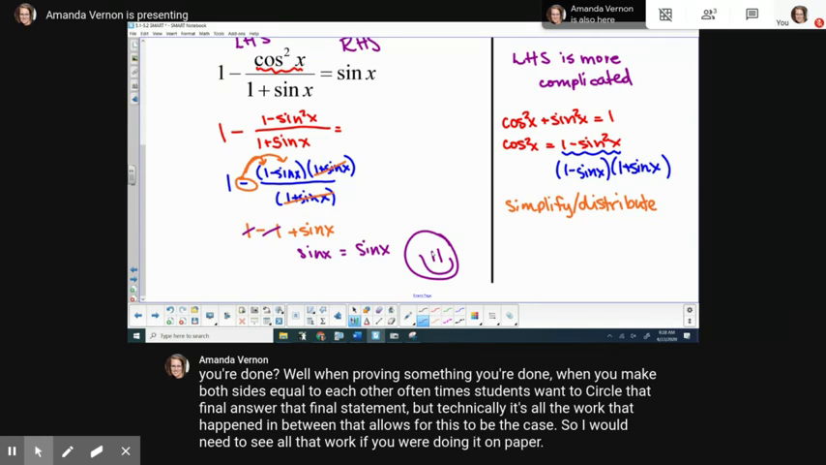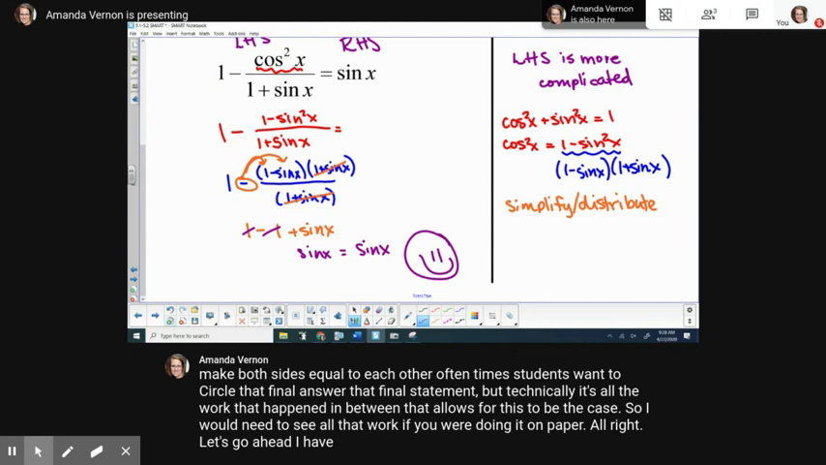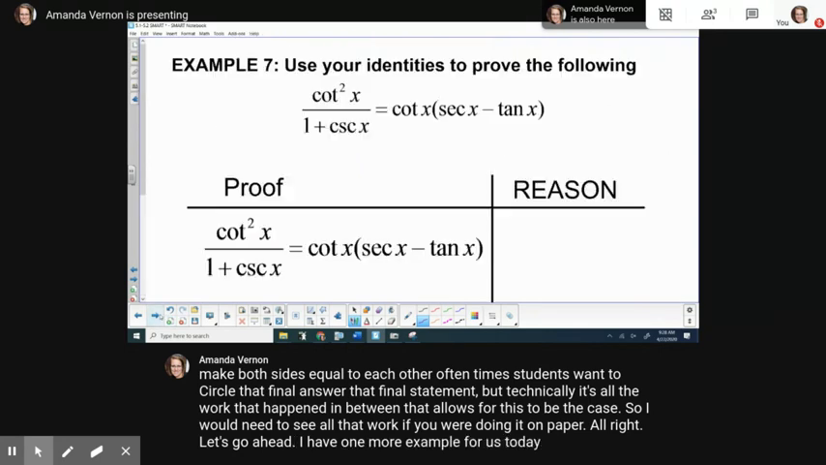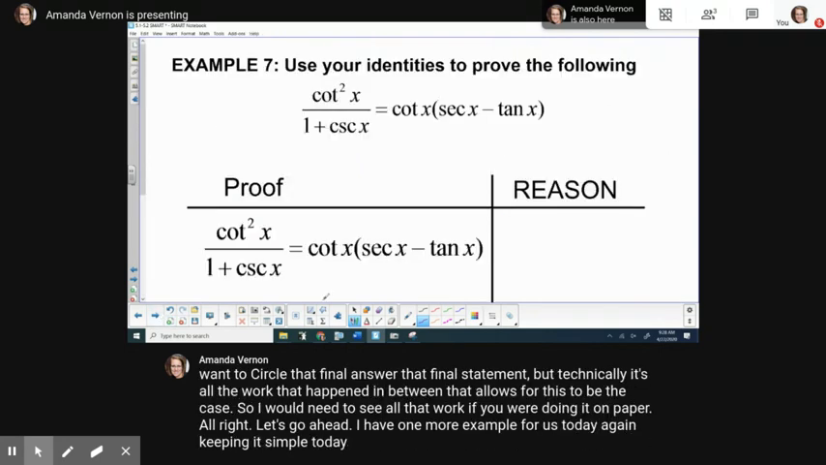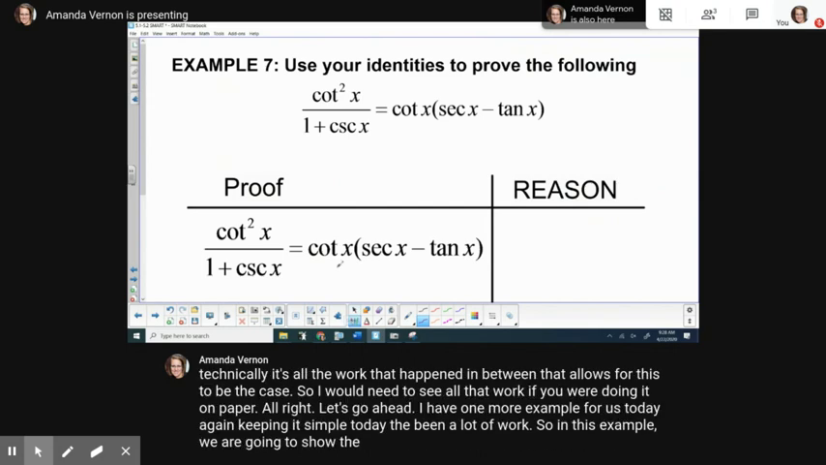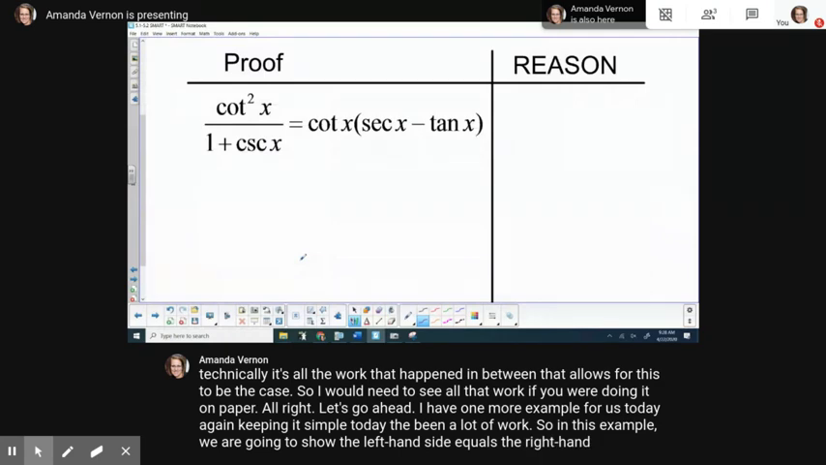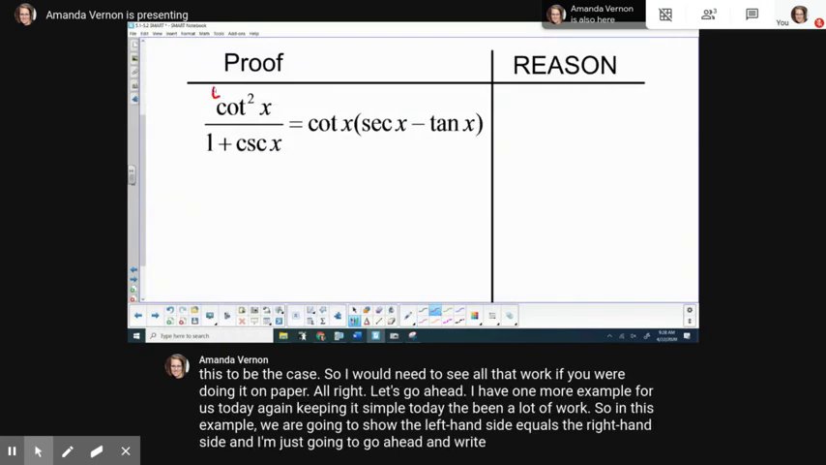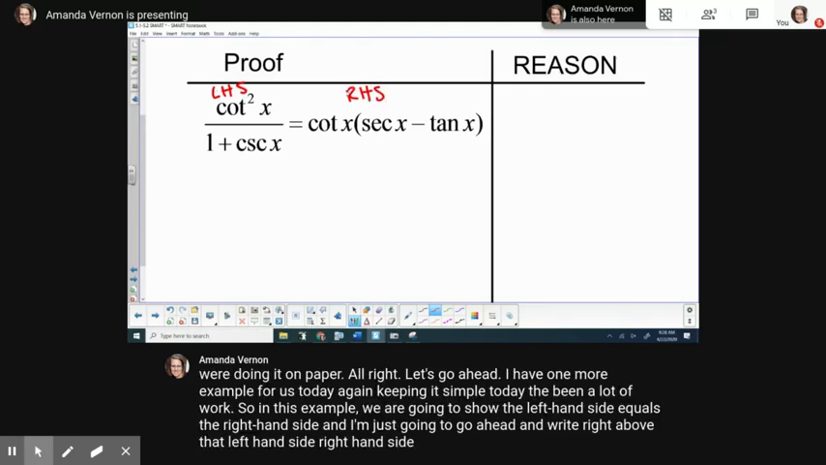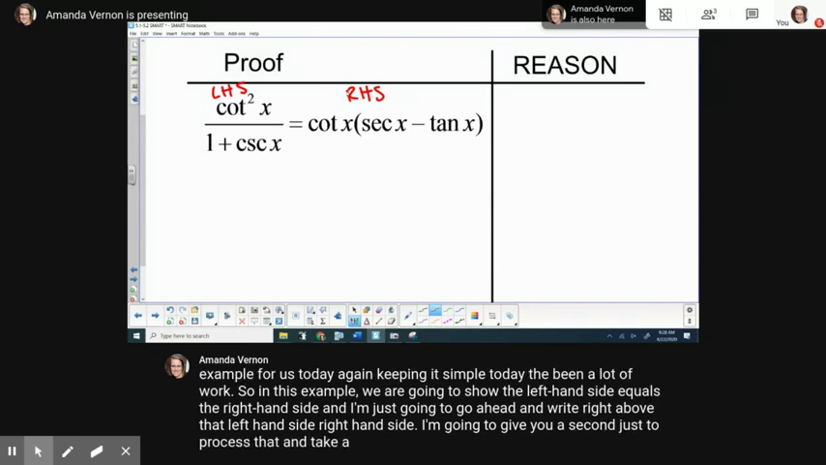All right, let's go ahead. I have one more example for us today. Again, keeping it simple today. It's been a lot of work. So in this example, we are going to show the left-hand side equals the right-hand side. And I'm just going to go ahead and write right above that left-hand side, right-hand side. And I'm going to give you a second just to process that and take a look and say, okay, what side would we want to start on?